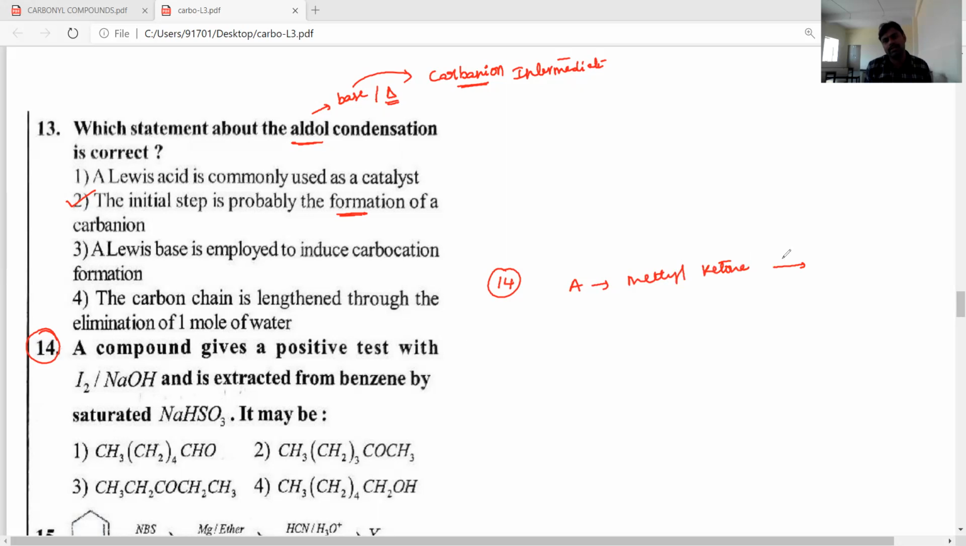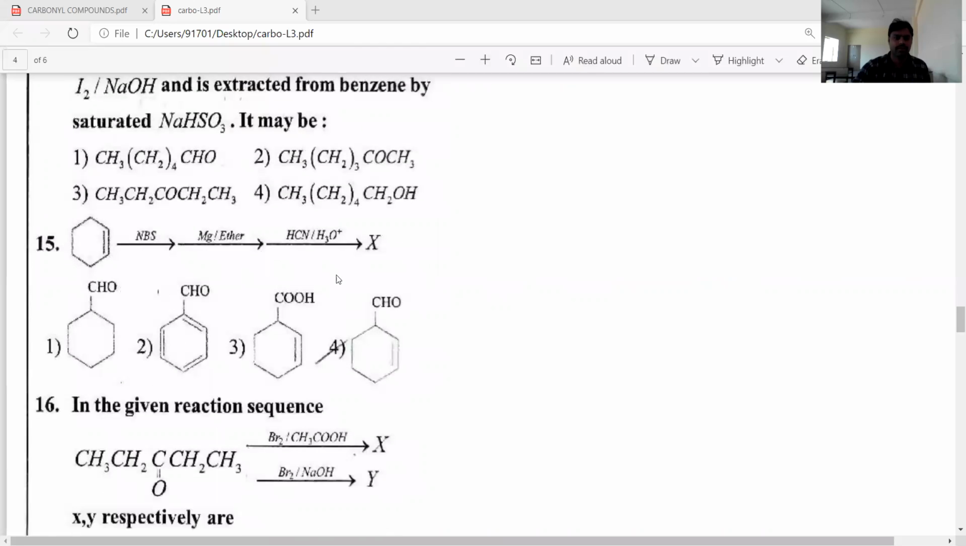It gives a positive test with sodium iodide in the presence of base, which means it gives the iodoform test. What is A? Among the options, A is the second option because it is a methyl ketone. A methyl ketone gives a positive haloform or iodoform test. So the second option is correct. Let's see the 15th question, dear students.